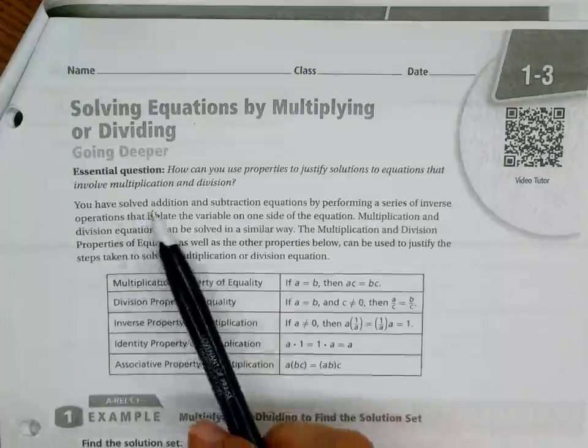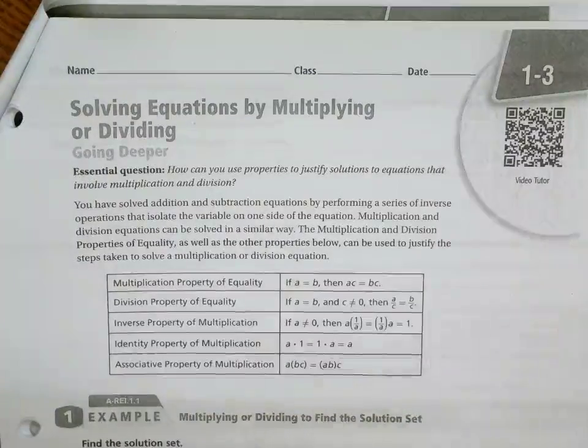You can solve addition and subtraction equations by performing a series of inverse operations that isolate the variable on one side of the equation. Multiplication and division equations can be solved in a similar way. The multiplication and division properties of equality, as well as other properties below, can be used to justify the steps taken to solve a multiplication or division equation.